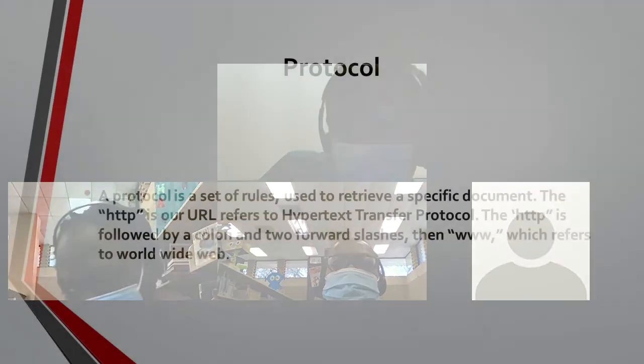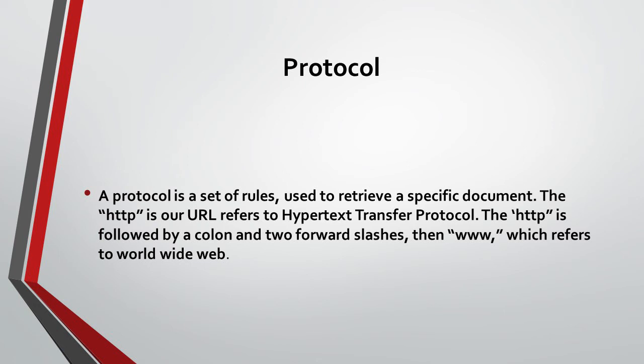Now, I just mentioned protocol. A protocol is a set of rules used to retrieve a specific document. The HTTP in our URL refers to the Hypertext Transfer Protocol, and www refers to the World Wide Web. But as mentioned, you can search for a website just by typing, say, Google, as a prime example, and the library's website, jhlibrary.org. You can search for any website without typing the HTTP, the colon, the slashes, or even the www. It's much easier and more efficient to just type google.com or jhlibrary.org or yahoo.com, whatever the particular website might be.